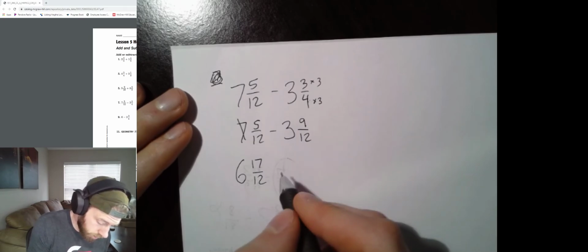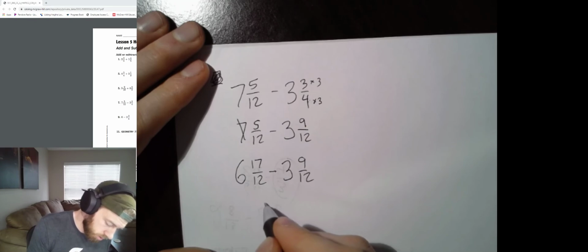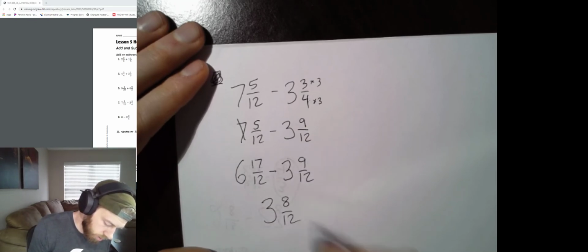I'll make him a 6, so I'll take 1 whole away from him. That's 12 twelfths. So 12 twelfths plus the 5 twelfths I have gives me 17 twelfths. So those are the same. Same amount, not the same thing, they're the same amount, so that's equivalent, so that's good. Minus 3 and 9 twelfths. Now I can subtract it. 6 minus 3 is 3. 17 minus 9 is 8. Answer is 3 and 8 twelfths.